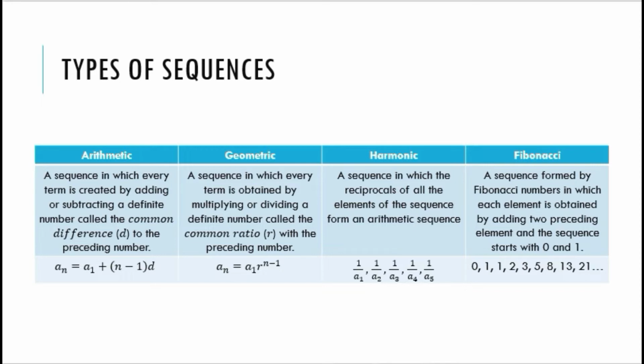And lastly, we have the Fibonacci sequence. It is a sequence formed by Fibonacci numbers in which each element is obtained by adding two preceding elements, and the sequence starts with 0 and 1. So here, to get the next term or element, you first add the two terms. So 0 plus 1, you get 1. 1 plus 1, you get 2. 2 plus 1, you get 3. And 3 plus 5 will give you 8, and so on and so forth.